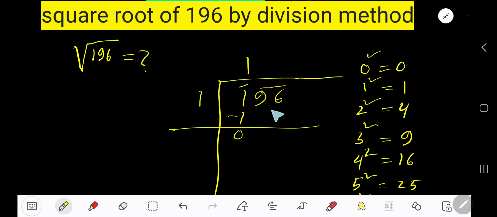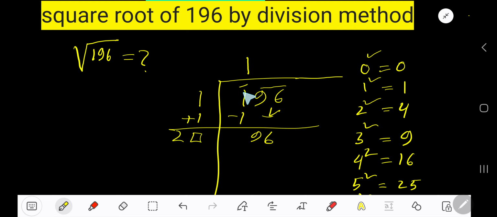Bring down the next pair, 96. You need to write the same digit that you have taken in the quotient here and add. Here we have placed 1, so place the 1 under the divisor and add. We are getting 2.